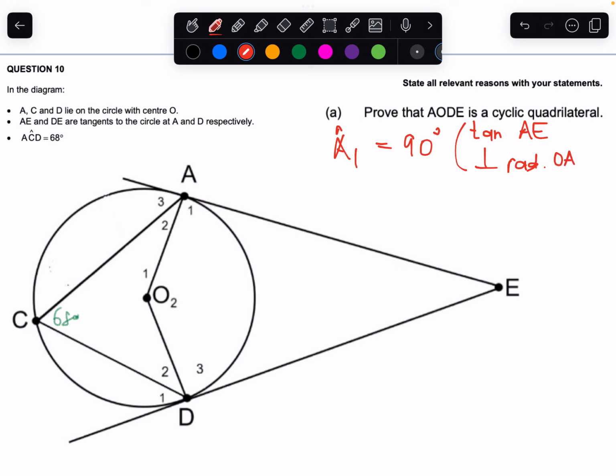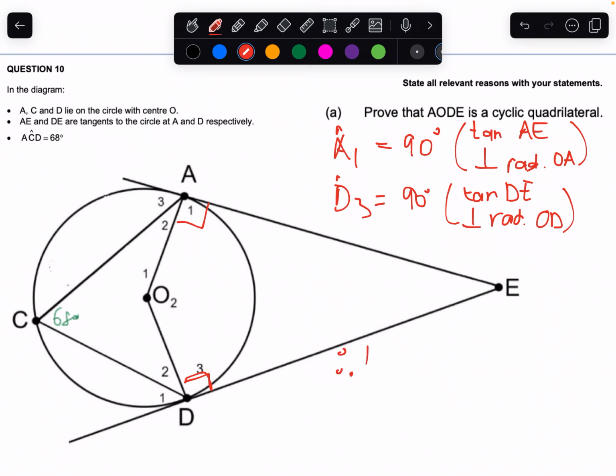OA, and then angle D3. So we've got this is 90, D3 is also 90, and the reason for that is the tangent DE is perpendicular to the radius OD. Right, and so then, therefore, A1, well, okay, what do I want to say here? So we would then say, therefore, AODE is a cyclic quad.